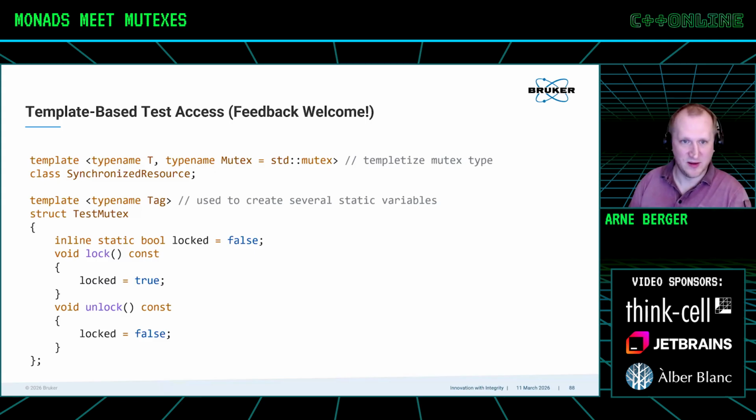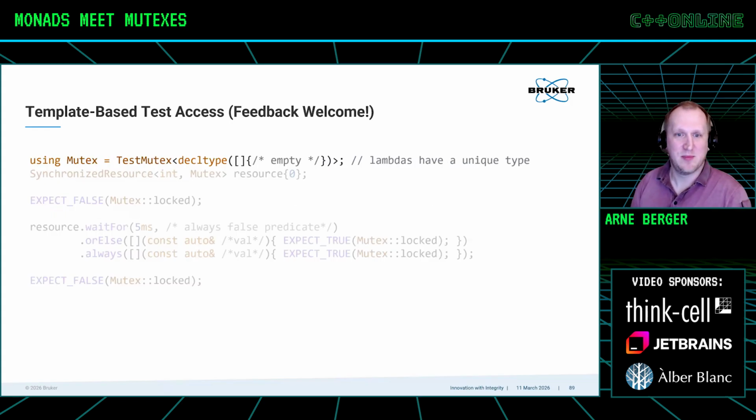And here's where my trick came in: I used the type of a lambda expression as the tag here. And that's really where I would like to hear some feedback. Because the type of a lambda expression, if you go, for example, to C++ Insights, you see that the type is based on the line it's in. So if I do the same thing on the next line, it's a different type.